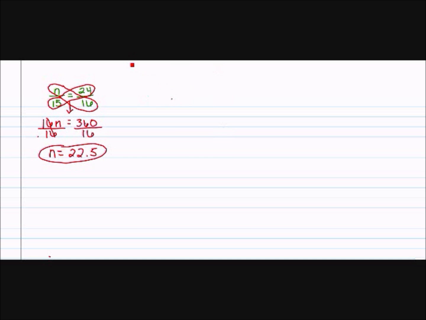Let's try another one. R over 8 equals 25 over 40. Get out my butterfly. R times 40 is 40R. Bring down my equal sign. 8 times 25 is 200, because 8 quarters equals $2.